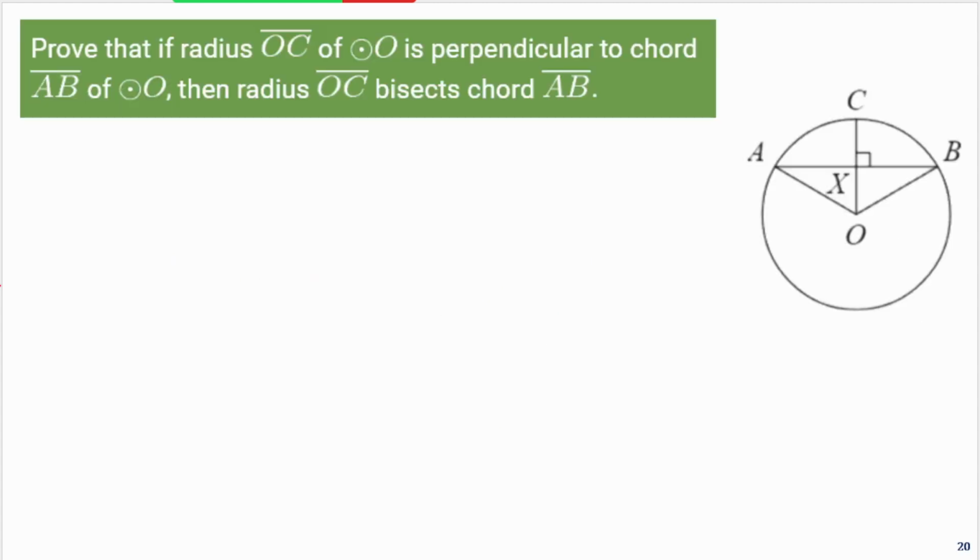So in the right diagram, can you prove that if the radius OC of circle O is perpendicular to the chord AB of circle O, then radius OC bisects chord AB? Can you prove this? I'll give you 2 minutes to consider this problem, and then we'll have a look at the solution together, okay?